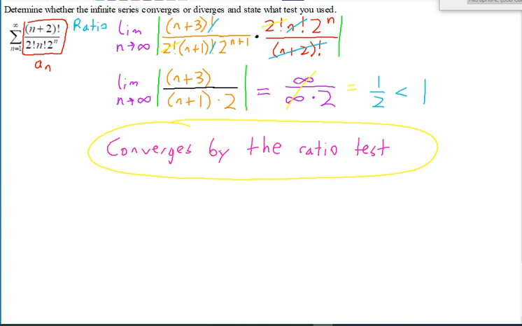And that concludes notes for AP Calculus on the topic: the ratio test and the root test continued.